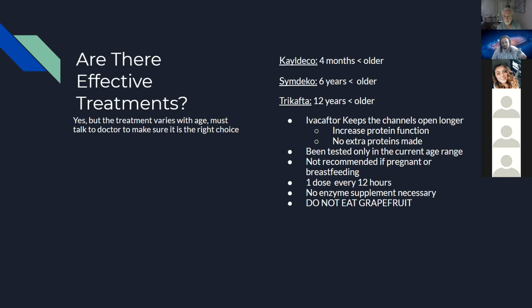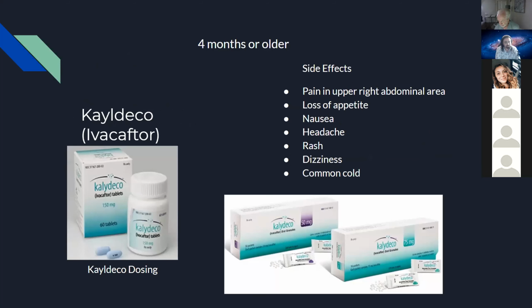Kalydeco has been tested down to 4 months, which is the youngest it's been tested on. Each one is about 1 dose every 12 hours. And each one says to not eat grapefruit. They're also not recommended if you're pregnant or plan to be pregnant, or breastfeeding or plan to be breastfeeding. With each choice, you have to talk to your doctor about it.